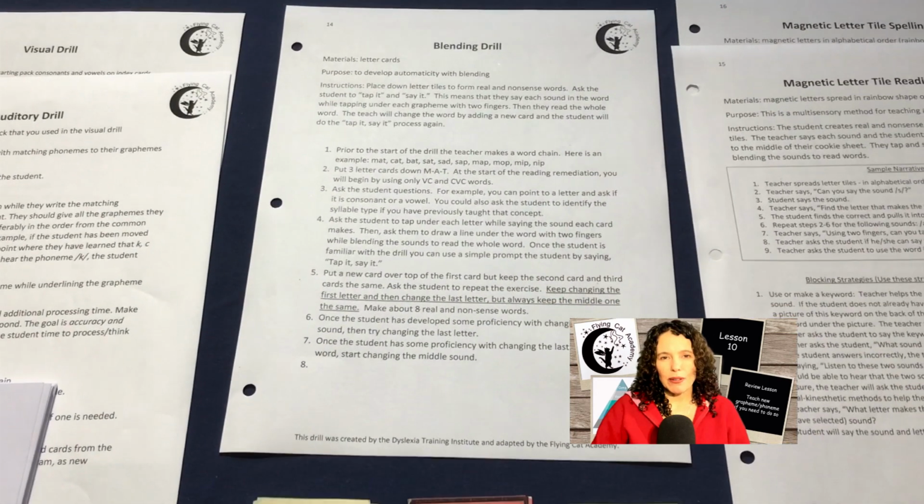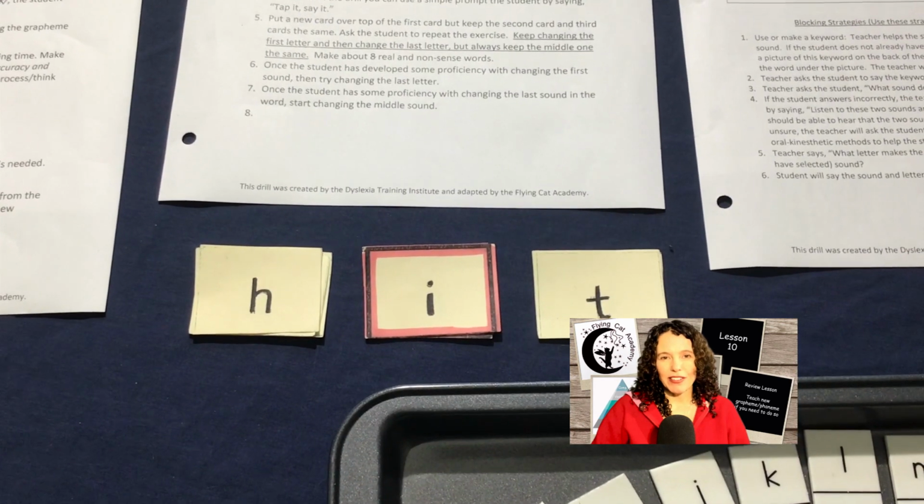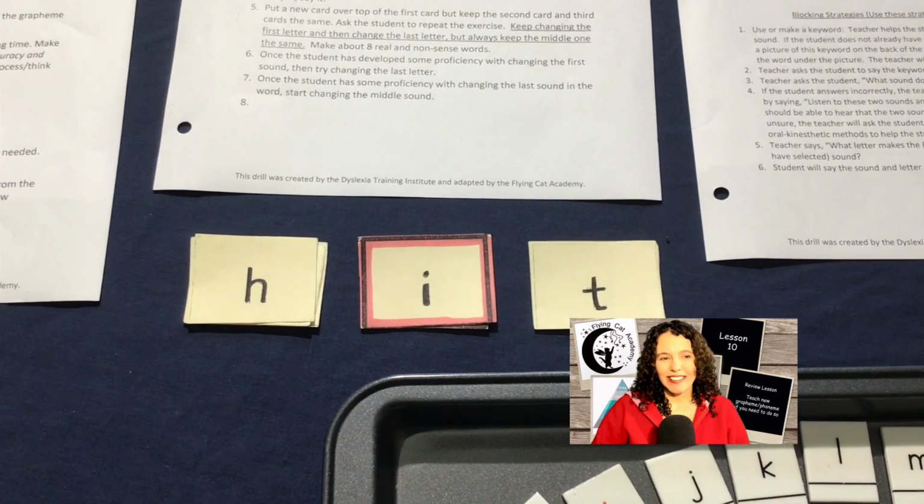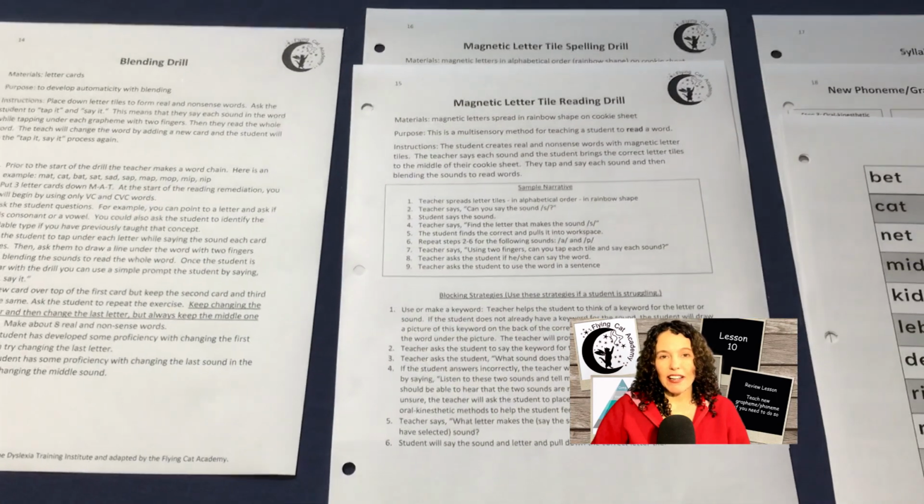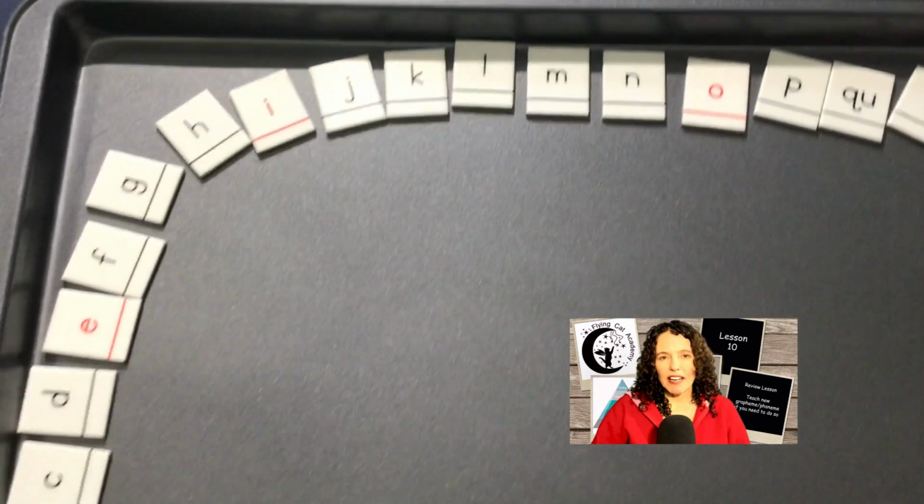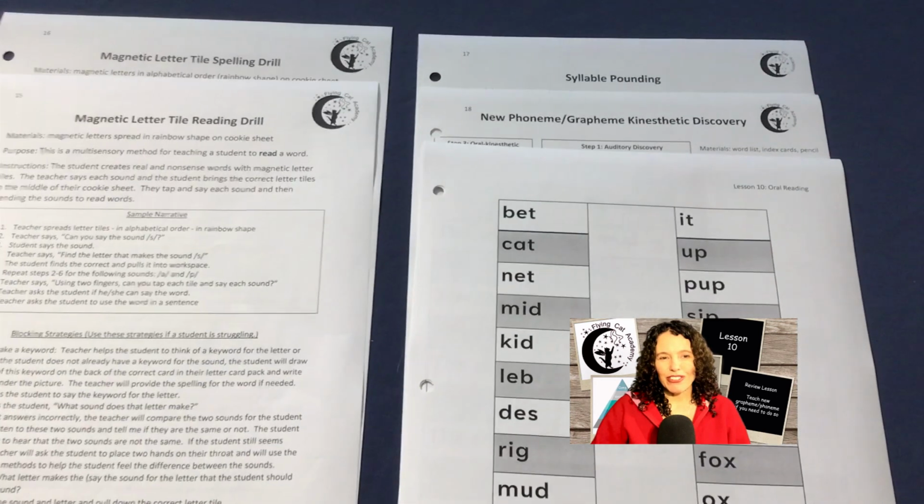Then we go to the blending drill. This one requires some setup in advance. You have your paper letter tiles all ready to go when the student arrives. Then we move on to the magnetic letter tile drill for reading and spelling. You'll need the cookie sheet and the magnetic letter tiles arranged in a rainbow shape. You'll have the syllable pounding sheet there, but we're not using it yet.